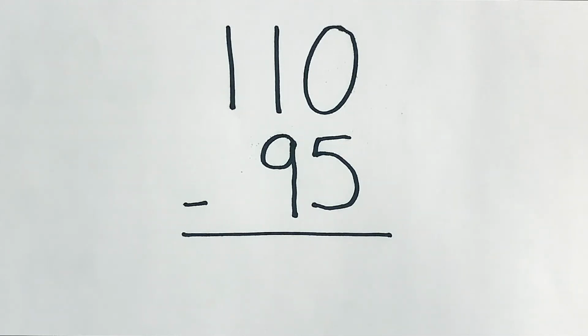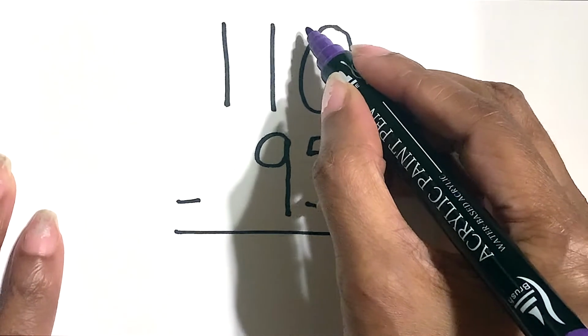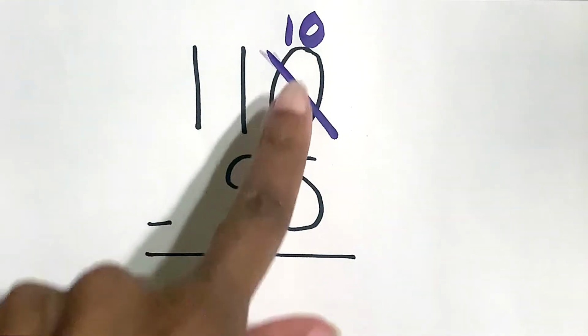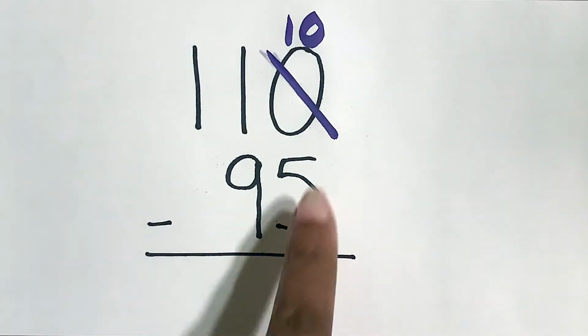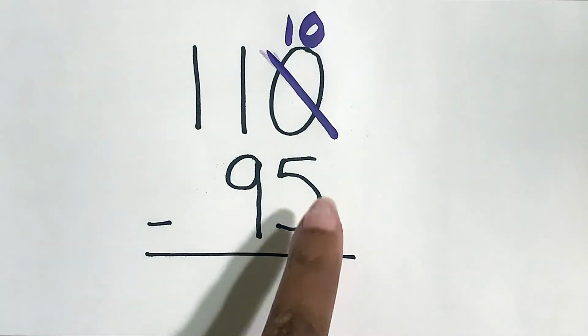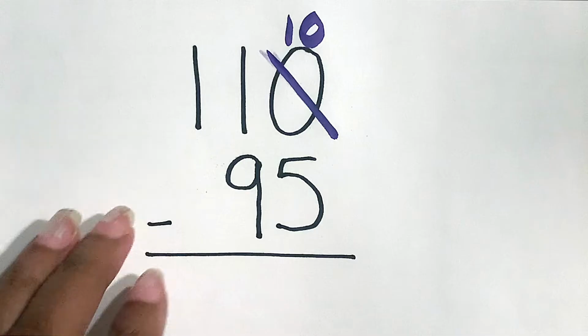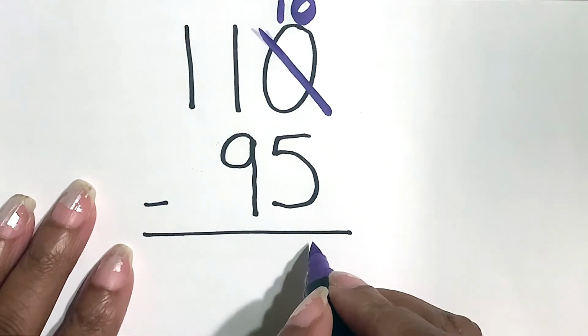All right, the next subtraction problem we're going to solve is 110 minus 95. Now, you know that you cannot subtract 5 from 0, so we have to change the 0 to a 10. Now we can subtract 5 from 10, but we couldn't subtract 5 from 0, because 5 is bigger than 0. So 10 minus 5 will give us 5.